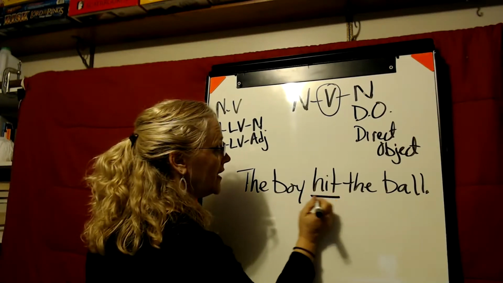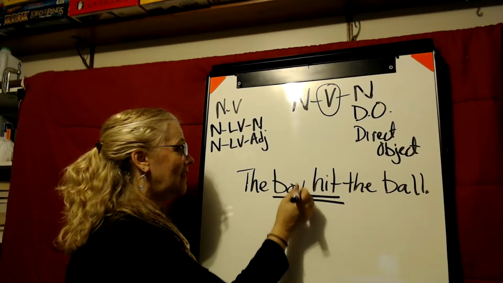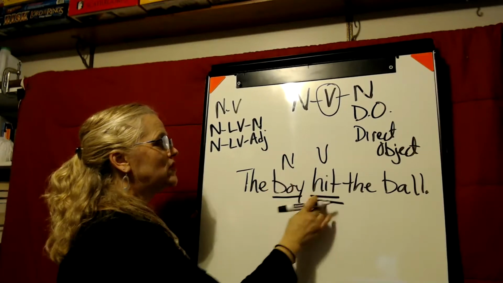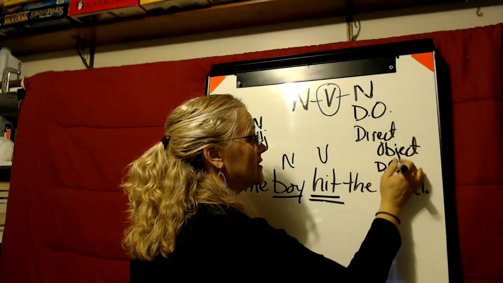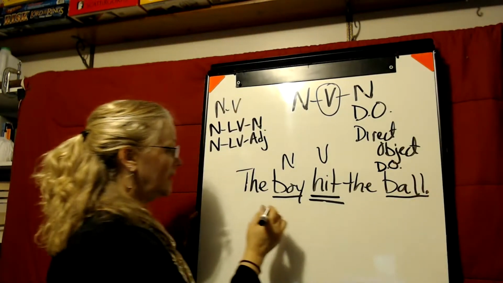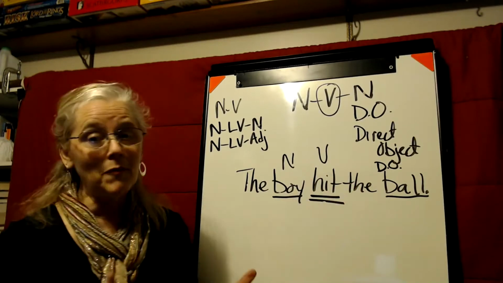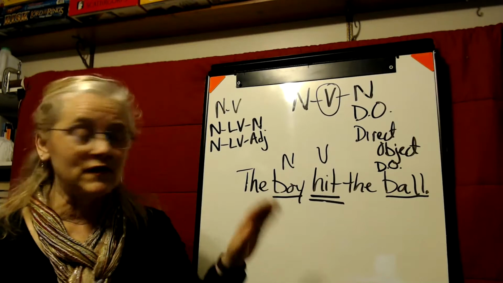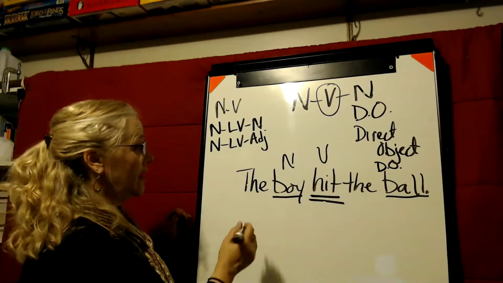Here's our verb, hit. That's the action. Who's doing the hitting? So put verb. Here's our noun. The boy is doing the hitting. What is he hitting? He's hitting the ball. And here is our direct object. Then we have the word the and the. And I'm just reminding you, the is an article, and so it's an adjective. So it's telling us which boy and which ball.